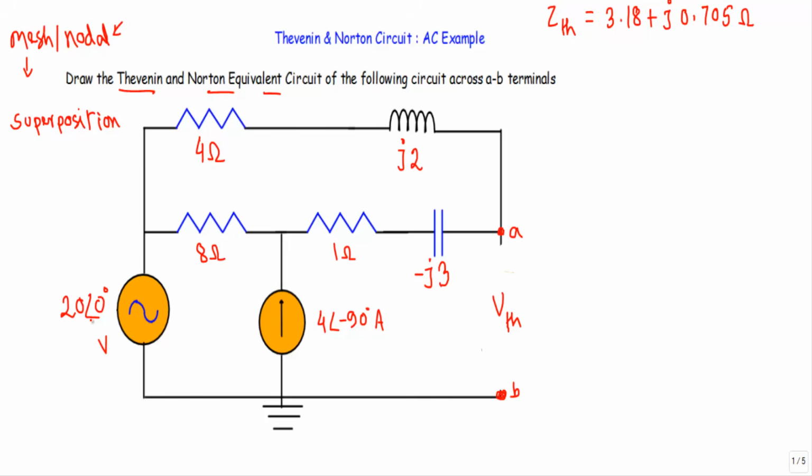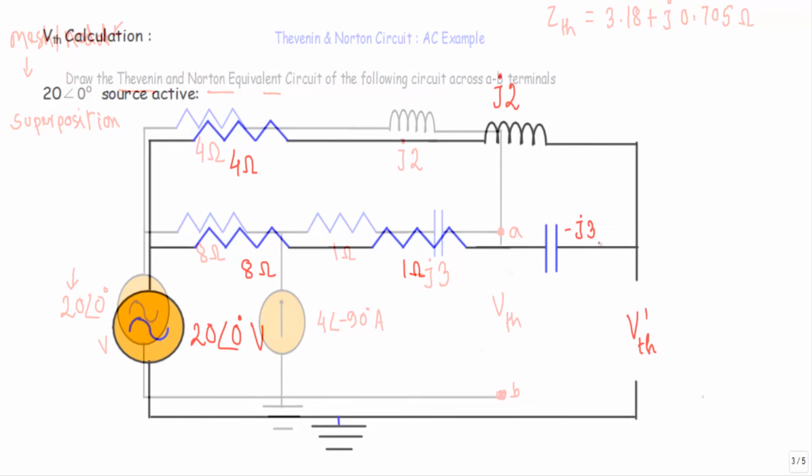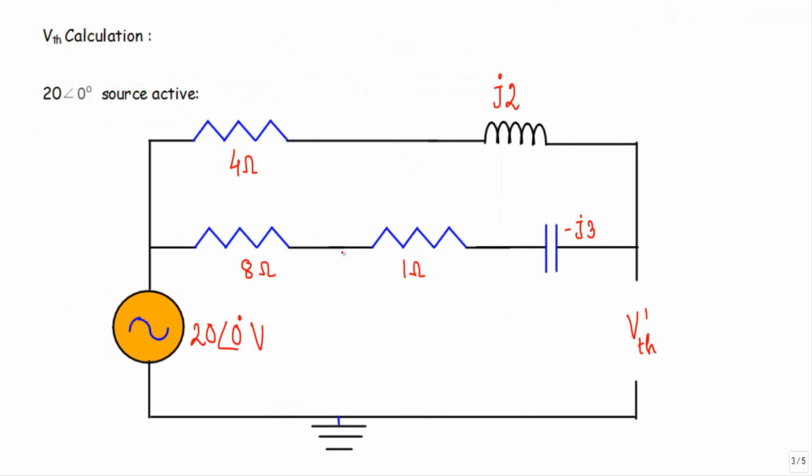So here we have two energy sources, 20 phase angle 0 degree voltage source and 4 phase angle minus 90 degree current source. So at first I will keep this 20 volt voltage source active. In that case I will replace this current source with an open circuit. So our circuit will look like this. See, I have removed the current source, or replaced the current source with an open circuit. In that case, I will denote the voltage between this terminal to this terminal with VTH prime.